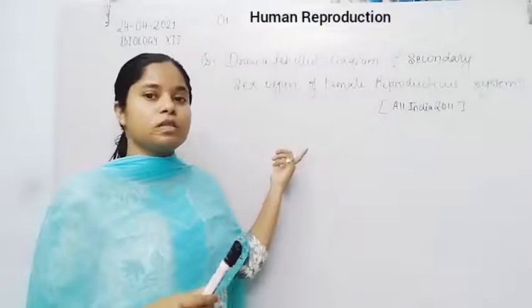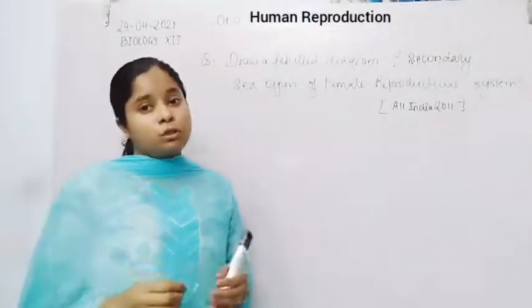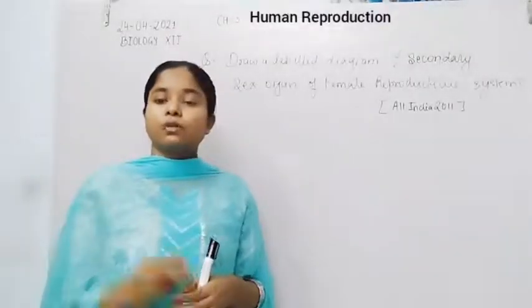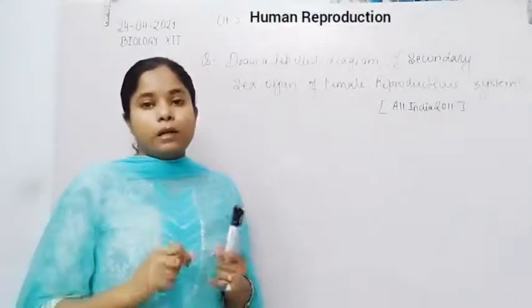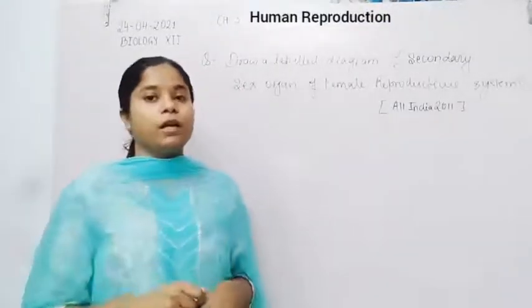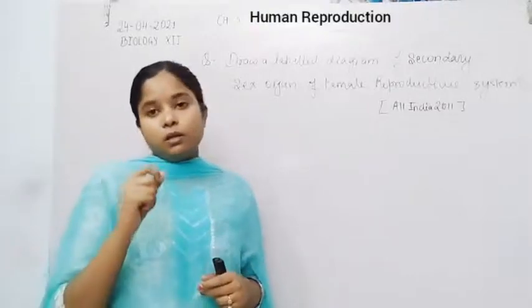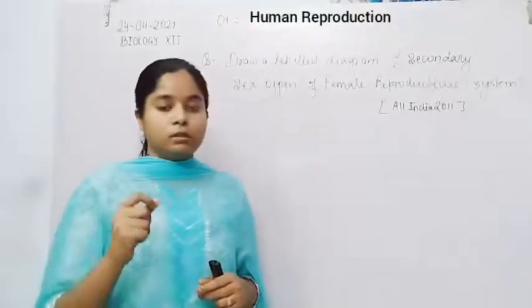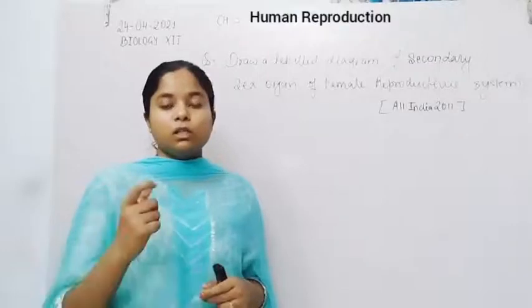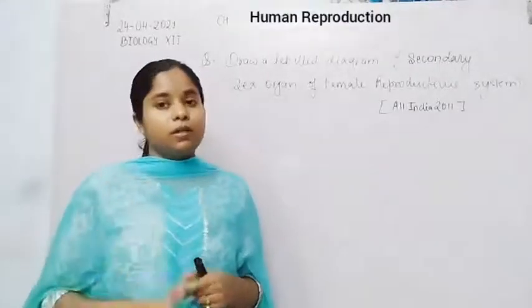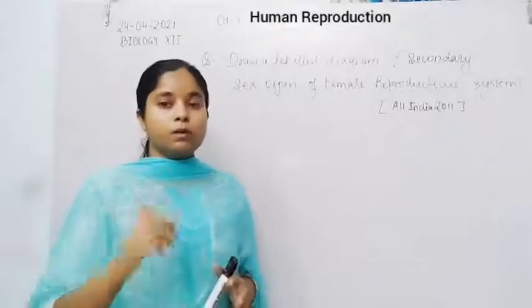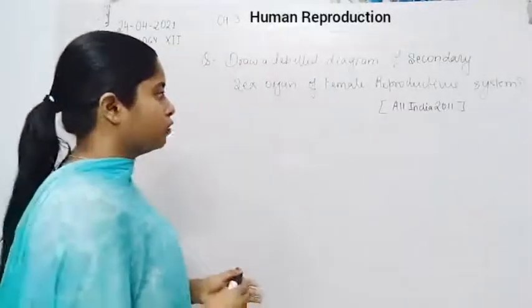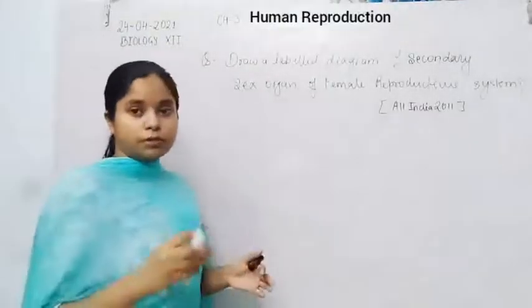The secondary sex organ of the female reproductive system consists of the fallopian tube and the uterus, which is connected with the cervix of the vagina, and it also contains the accessory gland, that is the Bartholin gland. So only one accessory gland is present, the Bartholin gland. The secondary reproductive system of the female consists of different parts.